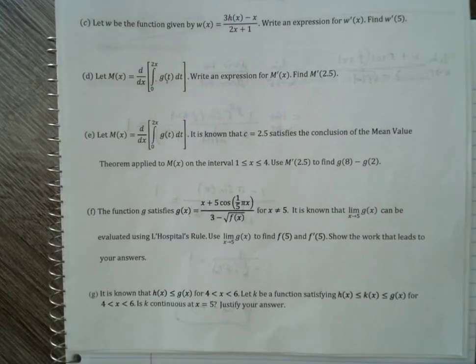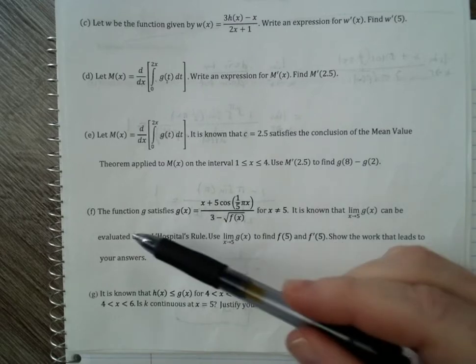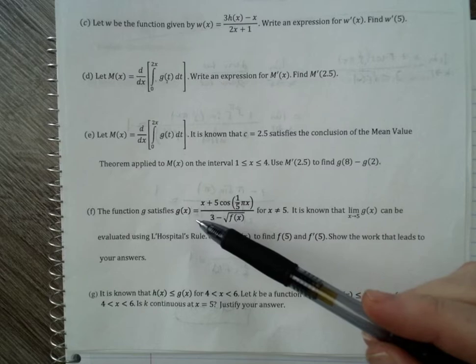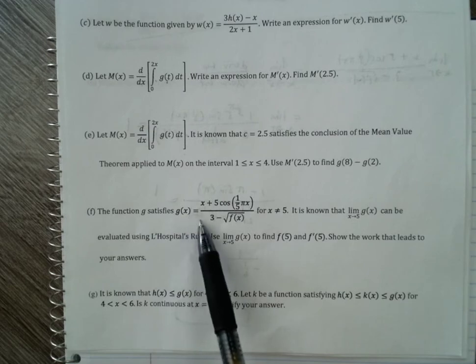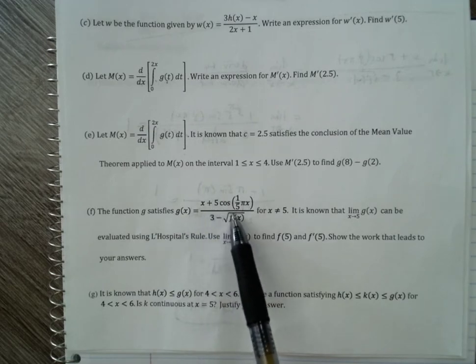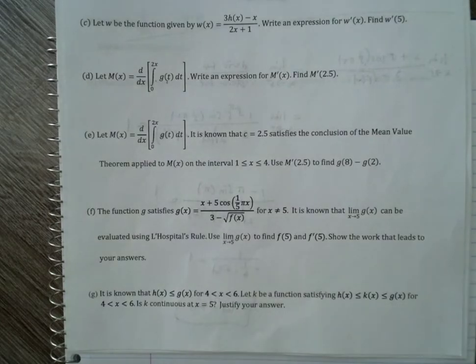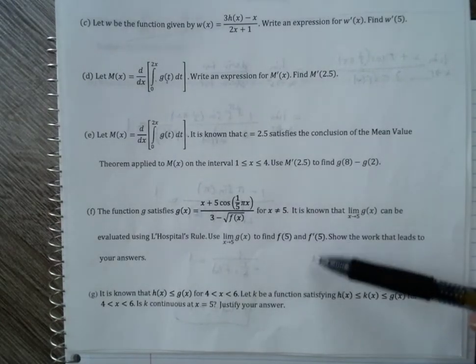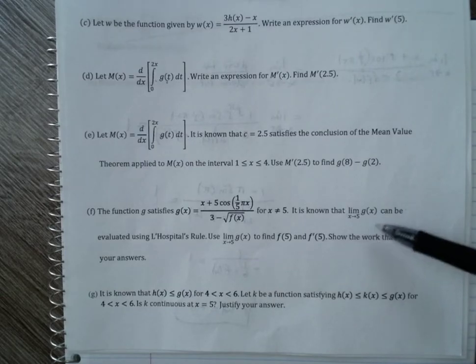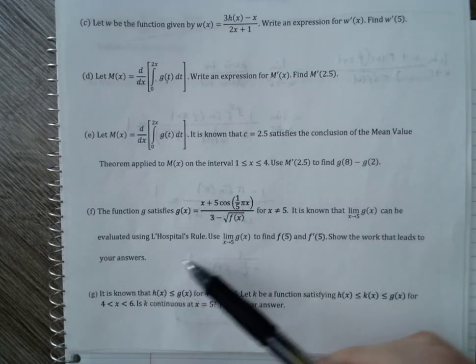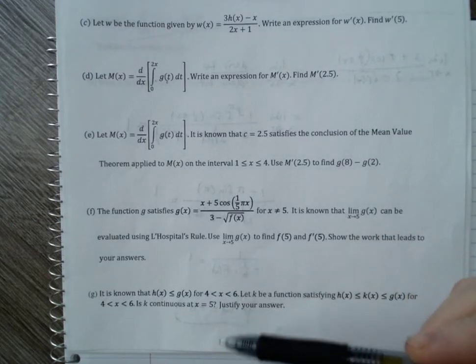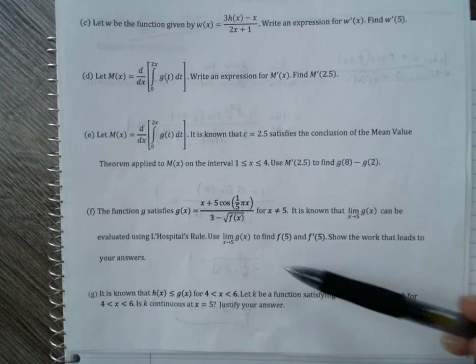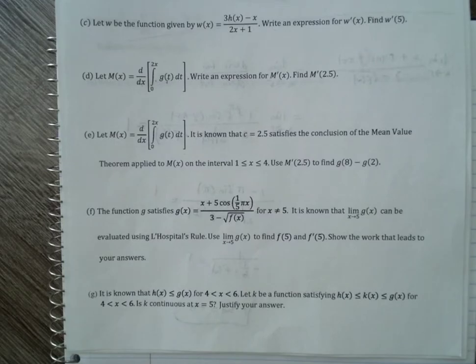All right, I had someone ask me to explain outside of the videos that you guys watched this question, I believe from mock exam 2. This is question 1F. It tells us the function g satisfies g of x equals (x plus 5 cosine of 1/5 pi x) over (3 minus the square root of f of x) for x not equal to 5. It is known that the limit as x approaches 5 of g of x can be evaluated using L'Hopital's rule. Remember, L'Hopital's rule says when we're evaluating a limit, it's the derivative of the top over the derivative of the bottom. Find f of 5 and f prime of 5. Show all the work that leads to your answer.